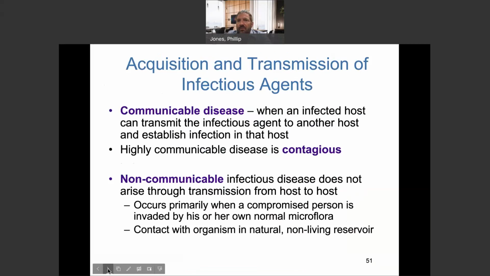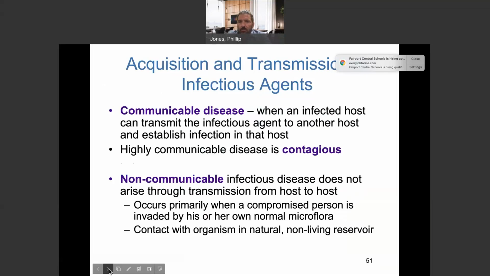Communicable diseases: when an infected host can transmit the infectious agent to another host and establish infection in that host. Highly communicable diseases are contagious. So this is something that we can spread host to host, like, you know, SARS and COVID or whatever. A non-communicable infectious disease does not arise through transmission from host to host. It occurs primarily when a compromised person is invaded by his or her own normal microflora, or through contact with organisms in natural living or non-living reservoirs. This isn't something you transfer host to host.